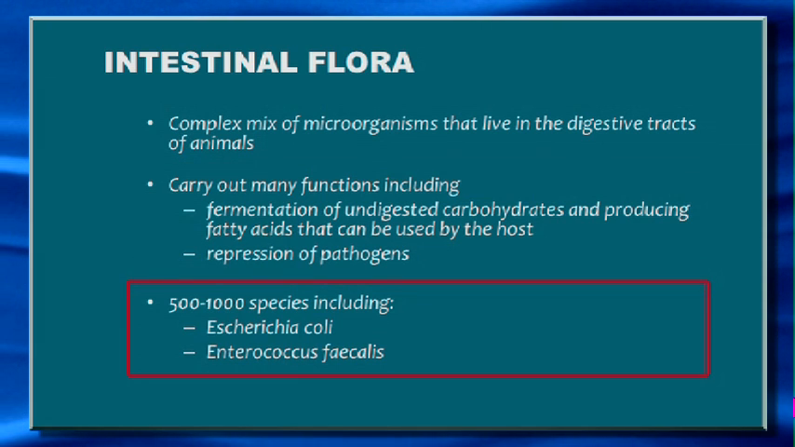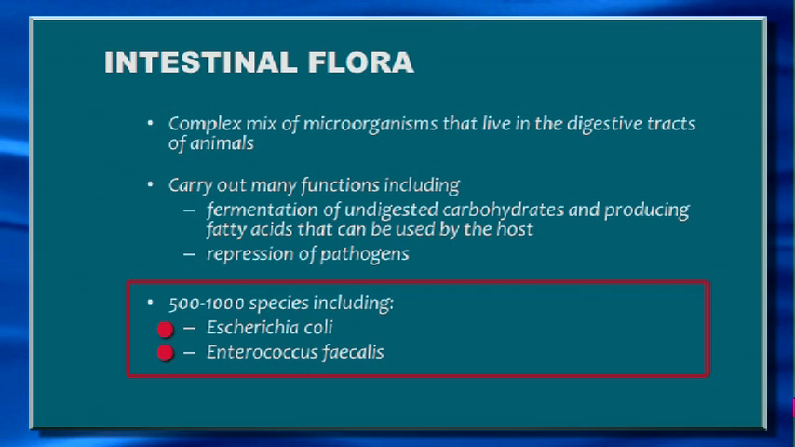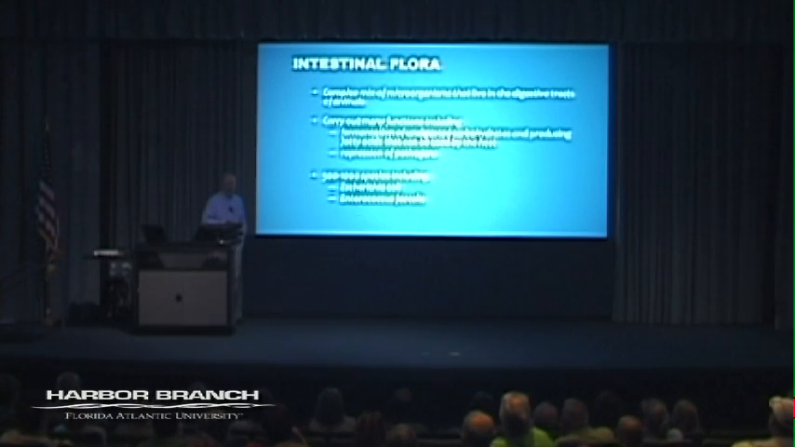There are about 500 to 1,000 species of bacteria living inside your intestines. And those include Escherichia coli and Enterococcus faecalis. These are not pathogens. These are things which are living there symbiotically and doing something really good for you. Okay?